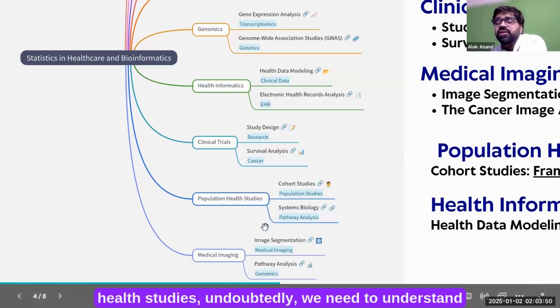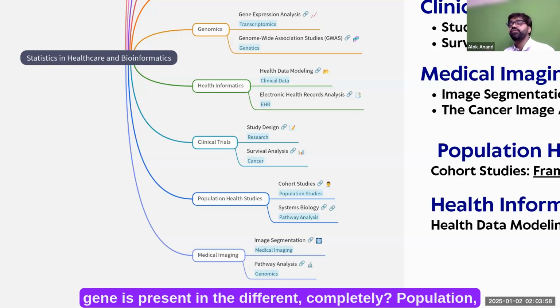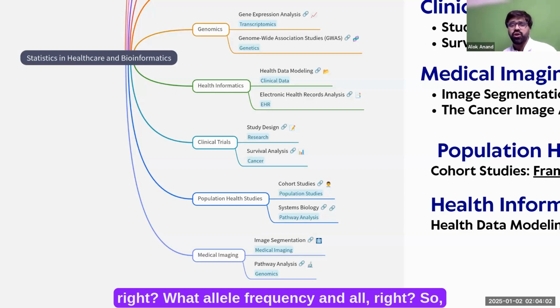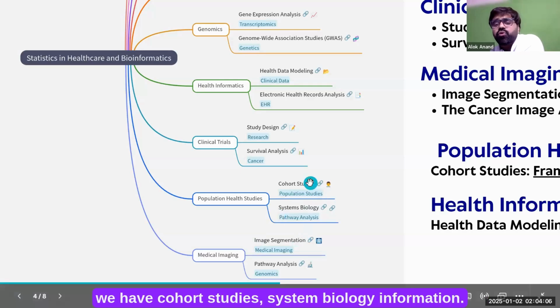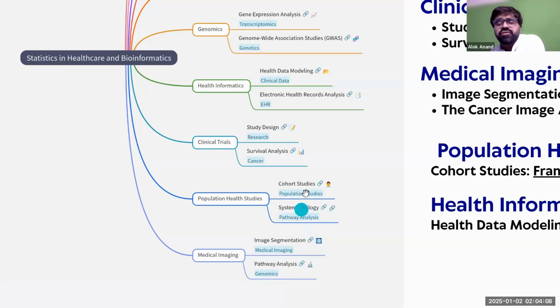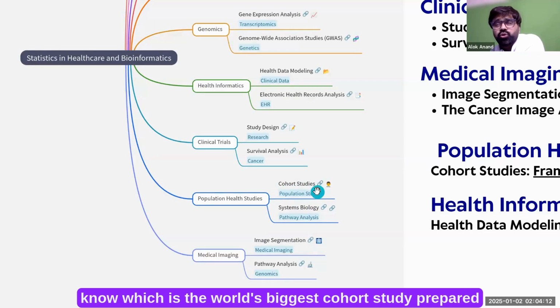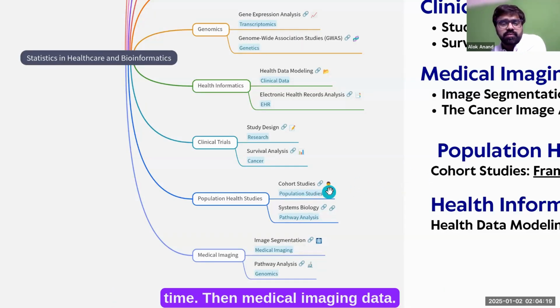Population health studies, undoubtedly, we need to understand what is the frequency of a particular disease in the population. How is a particular gene present in the complete population? What is allele frequency, right? So for that, we need to have the population health study data, where we have cohort studies, systems biology information. When we talk about cohort studies, do you know which is the world's biggest cohort study prepared so far? I will try to answer you in the coming time.